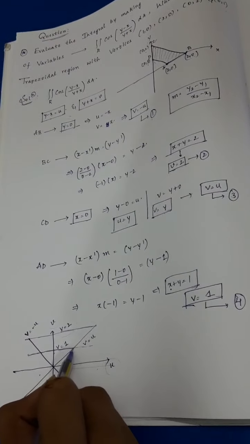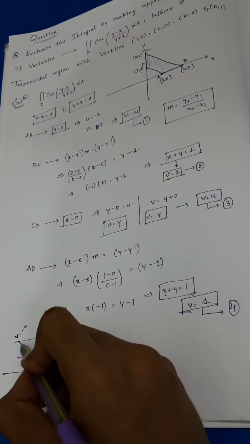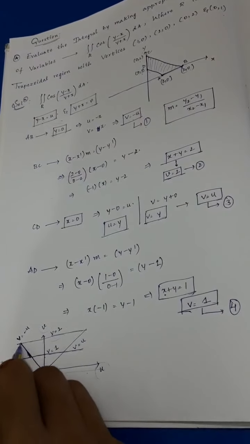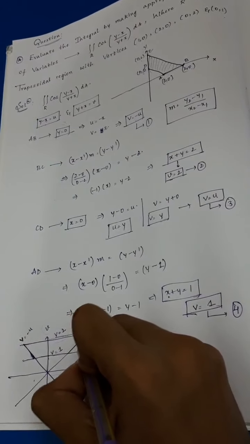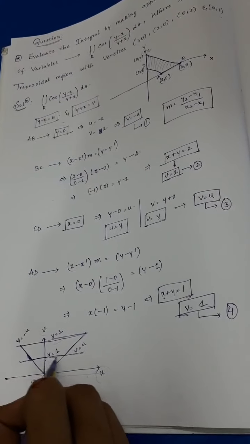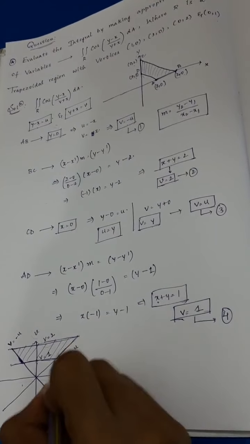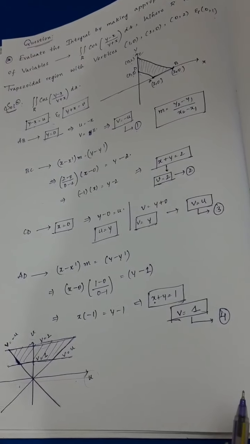So here, this would be the trapezoidal region. I'm darkening it. This would be the region from which the area needs to be found. I'm highlighting this region. So this is the region from which the area needs to be found.